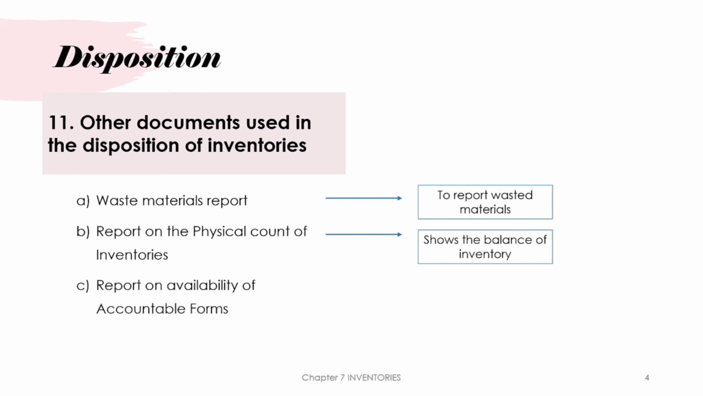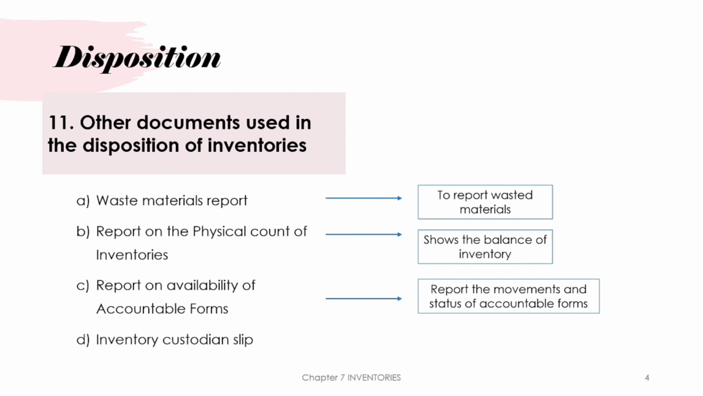Next, we have the report on the availability of accountable forms. So this is used to report the movement and status of accountable forms in the possession of an officer. So the RAAF is a form used by each accountable officer to report on the physical count of all accountable forms in his or her custody, such as checks, stamps, and etc. It shall be prepared monthly and by fund cluster. So this report shall be distributed to the accountable officer's file and the property division.